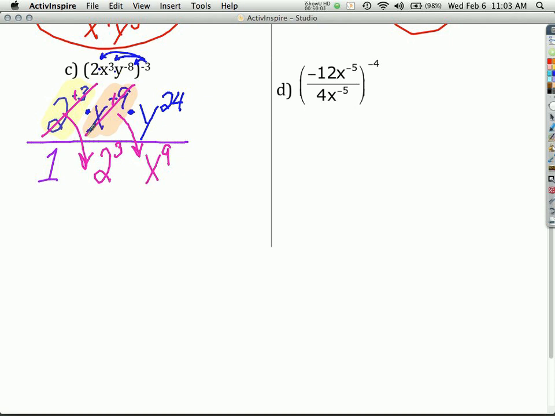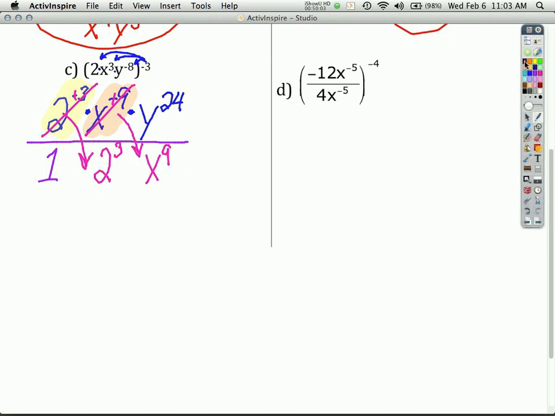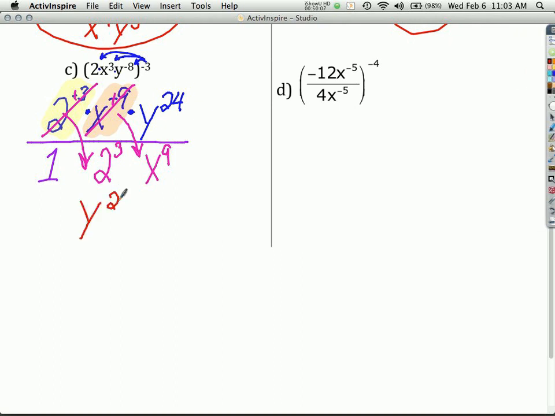Now simplify anything that can be simplified. The only thing left on top is y to the 24th. On the bottom, 1 doesn't really matter. 2 to the third is 8, and we have x to the ninth. 8x to the ninth.